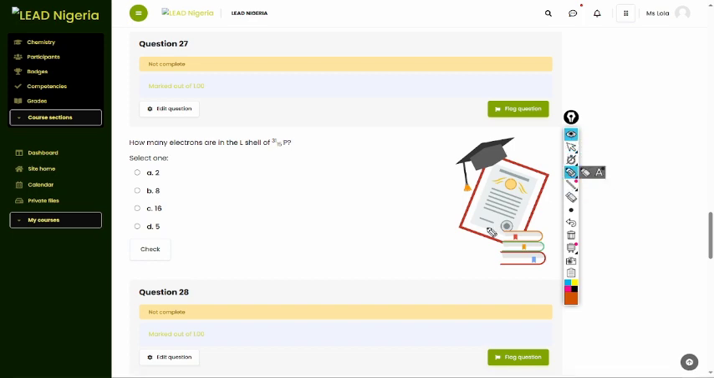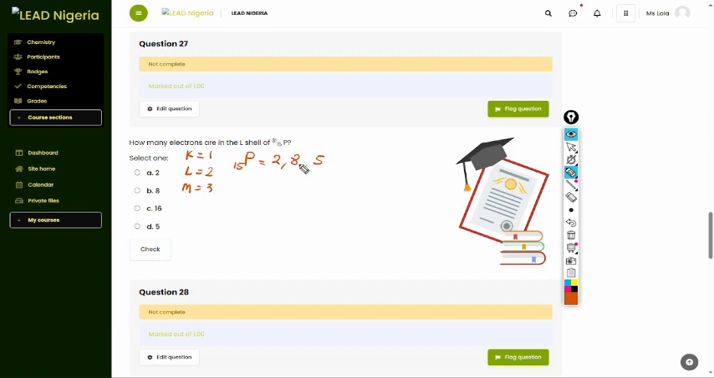So K corresponds to shell 1. Let's put that somewhere down. K means shell 1, L means shell 2, M means shell 3, and so on. So they're asking how many electrons are in the second shell of this element. Let's write out the configuration for phosphorus. It has 15 electrons. So 15 electrons would mean 2, 8, 5.